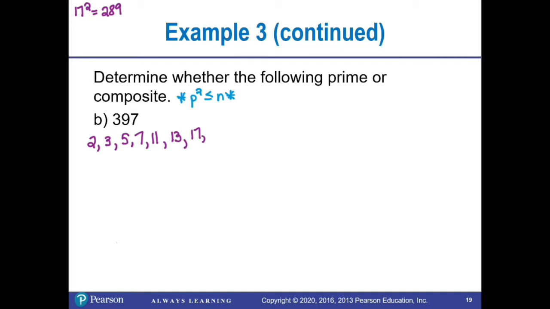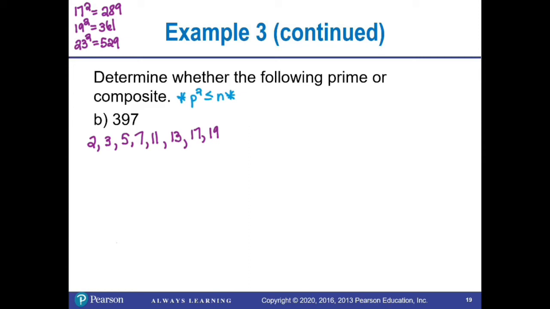18 is not prime. 19 is prime. 19 squared is 361. That's less than my number, so 19 goes in my list. 20 is not prime. 21 is not prime. 22 is not prime. 23 is my next prime. Now notice that 23 squared is 529. That's bigger than my number, so I do not need to check 23.